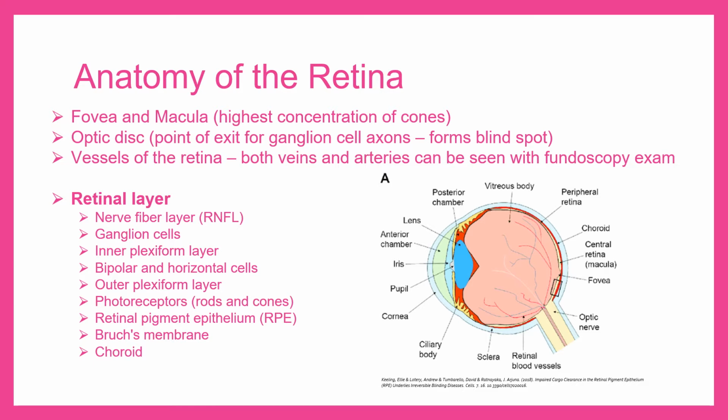Vessels of the retina, both the veins and the arteries, branch out from the optic disc and can be seen with the fundoscopy exam. There are a lot of different layers within the retina itself. The retinal nerve fiber layer contains the unmyelinated axons of the retinal ganglion cells. There are a lot of different nerve cells, such as ganglion, bipolar and horizontal cells as interneurons, and sensory cells known as photoreceptors. The plexiform layers contain the synapses between these cells and more, and the retinal pigment epithelium is between the choroid and the photoreceptors and works to nourish the photoreceptors.